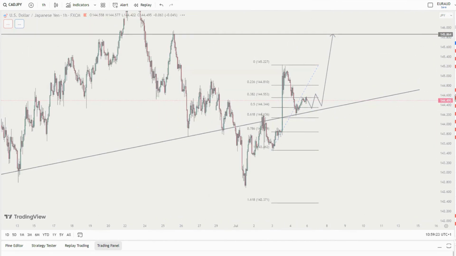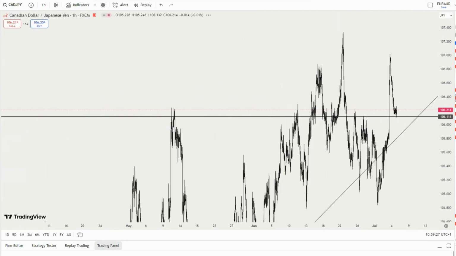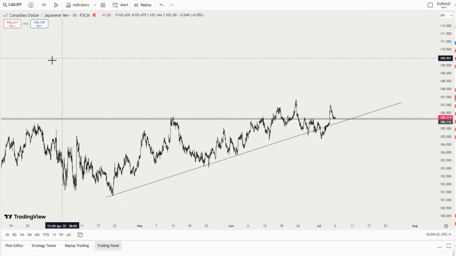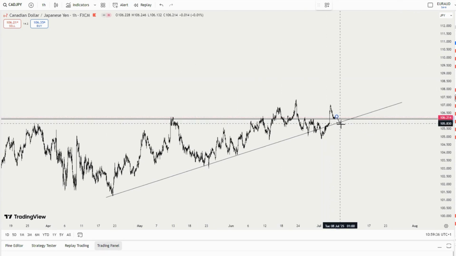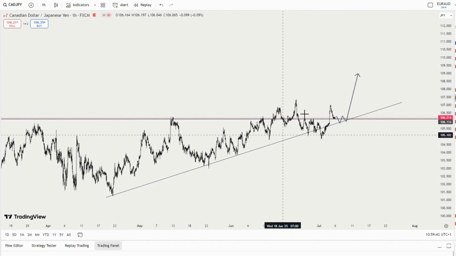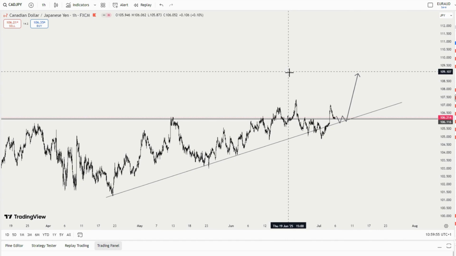So on Canadian dollar JPY too, I'm looking for the same thing, a buy bias due to the weakness in the JPY index. So probably waiting for price to retest at this particular area and a rejection to the upside. So guys, watch out for CAD JPY and US dollar Japanese yen. So that's what I'm actually looking out for on those pairs.